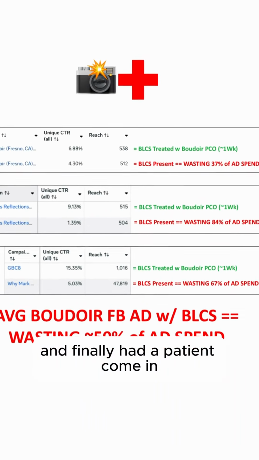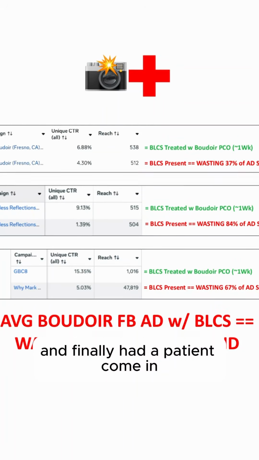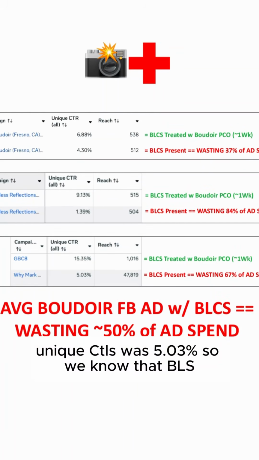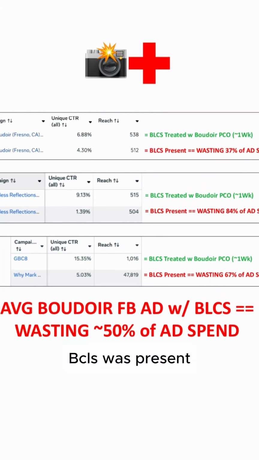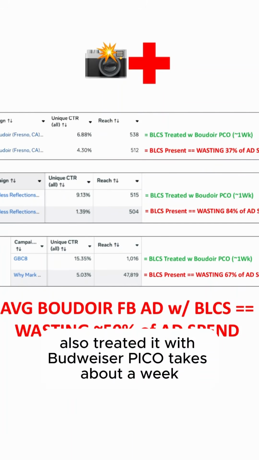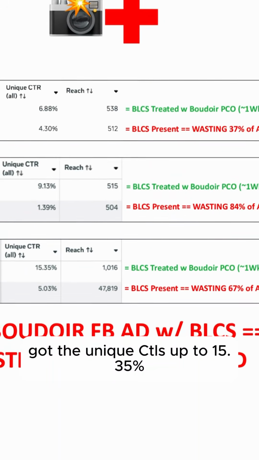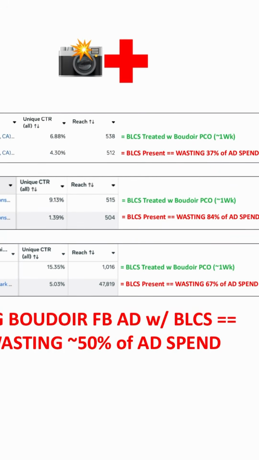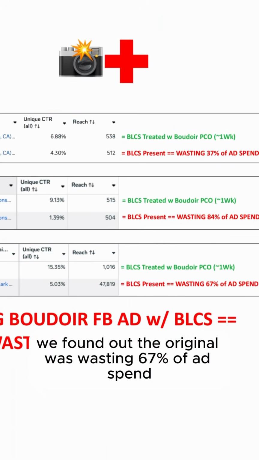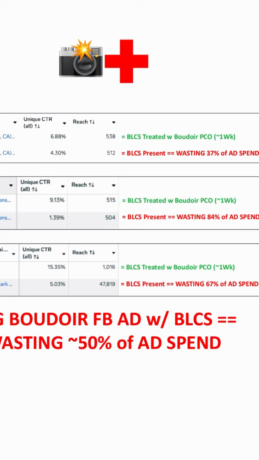Then finally, I had a patient come in. Unique CTR was 5.03%, so we know that BLCS was present. We also treated it with Boudoir Pico. It takes about a week. Got the unique CTR up to 15.35%. So we found out the original was wasting 67% of ad spend.